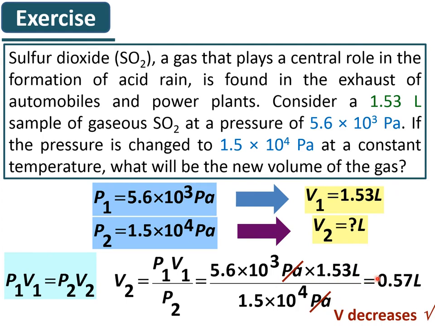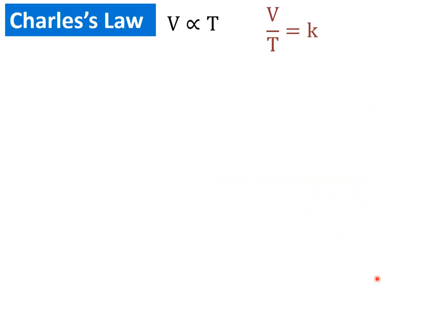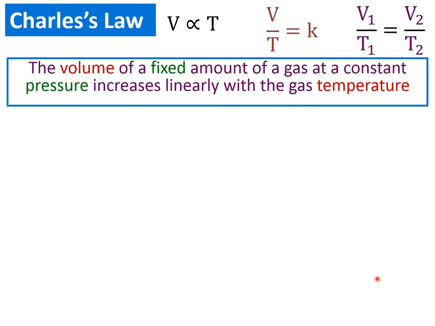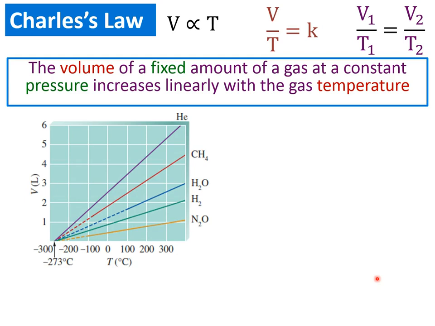Okay? Charles' law is a relationship between volume and temperature. The volume of a fixed amount of a gas at a constant pressure increases linearly with the gas temperature. Okay? And a very interesting feature here is that all gases extrapolate to this point at zero Kelvin, the absolute temperature. This is the absolute zero. All the gases extrapolate to a zero volume. This is very important. All gases extrapolate here to the zero volume at the absolute zero temperature.